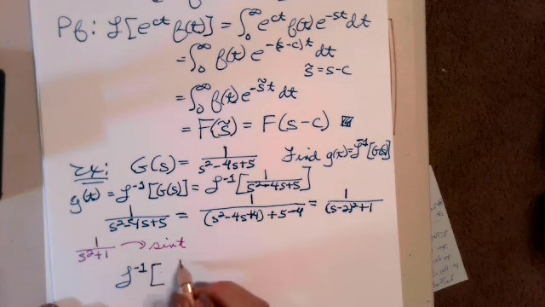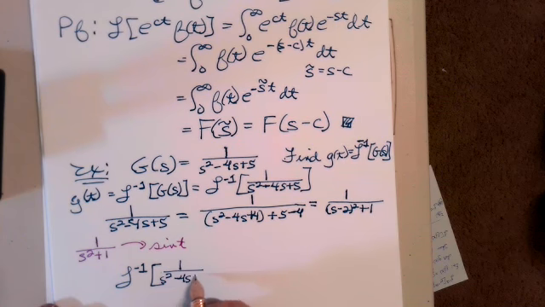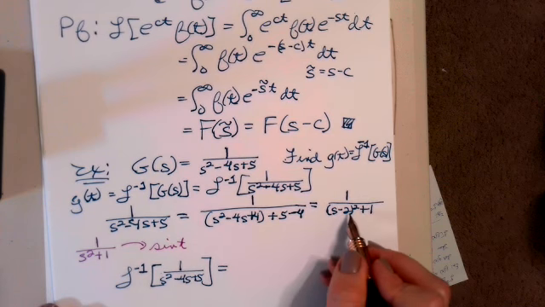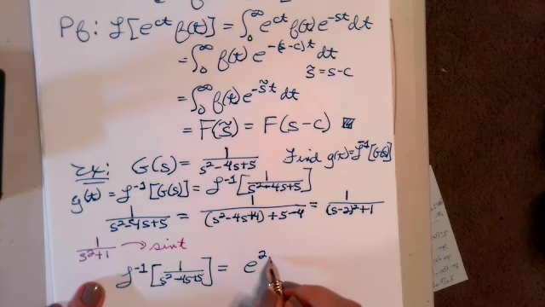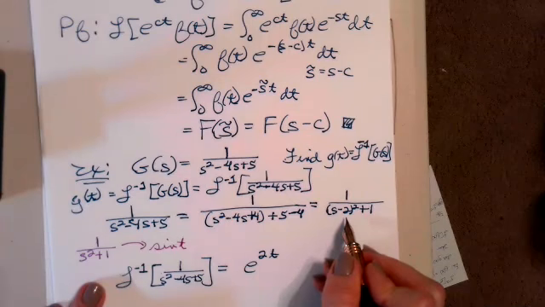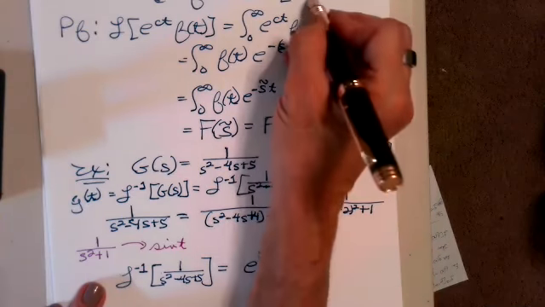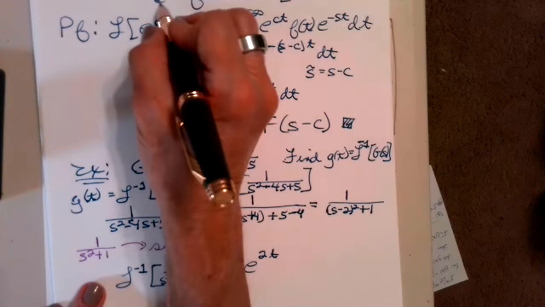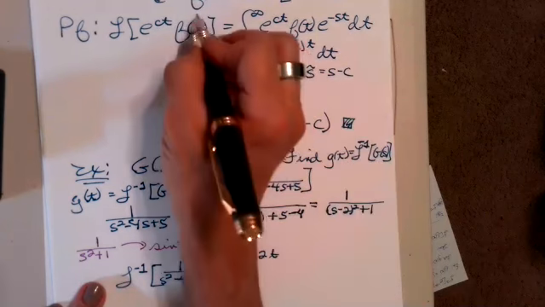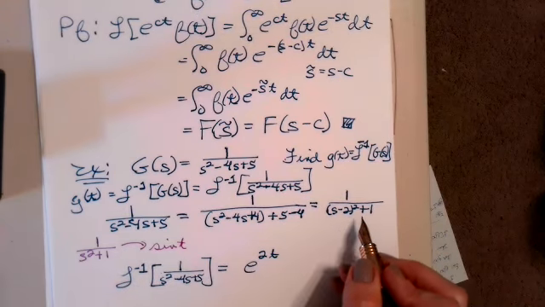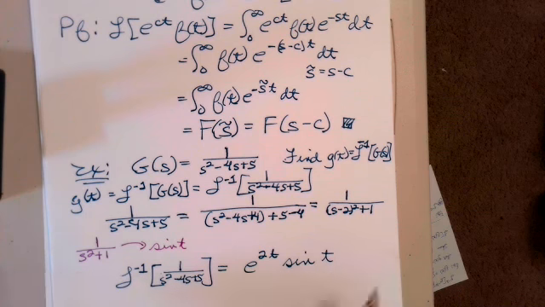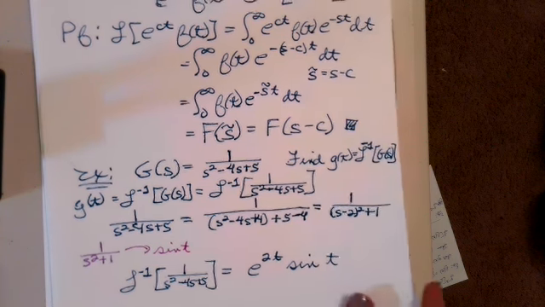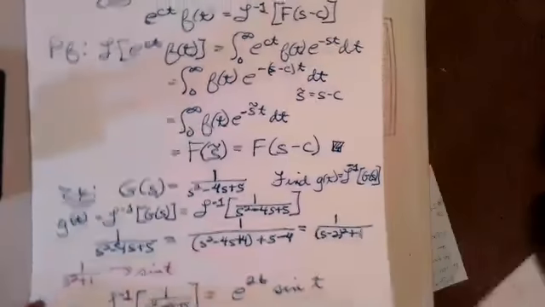So the inverse Laplace transform of this 1 over s squared minus 4s plus 5 is going to be, according to this, because of this shifted argument, e to the 2t, because the c is the thing you shifted it by, that's positive. It's s minus 2, so c is equal to 2. So that's going to give me an e to the 2t times the function which is the inverse Laplace transform of 1 over s squared plus 1, and that is sine t.